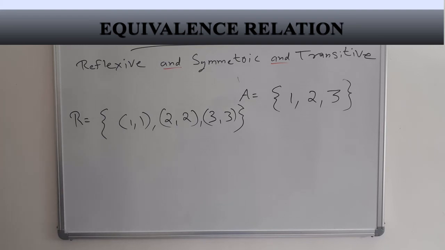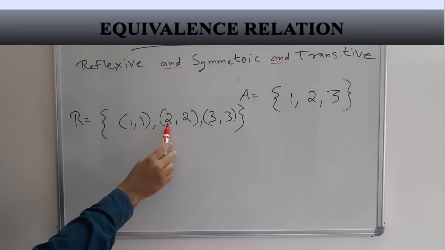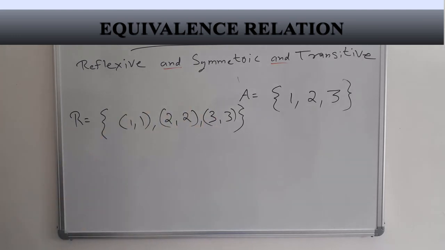And we need to check whether it is symmetric. So we have 1 1 and for this element, what is the reverse? It's 1 1, it's there. You take the second pair, 2 2, its reverse is there, and 3 3 also has its reverse. So it is symmetric. And what do you say about its transitivity?